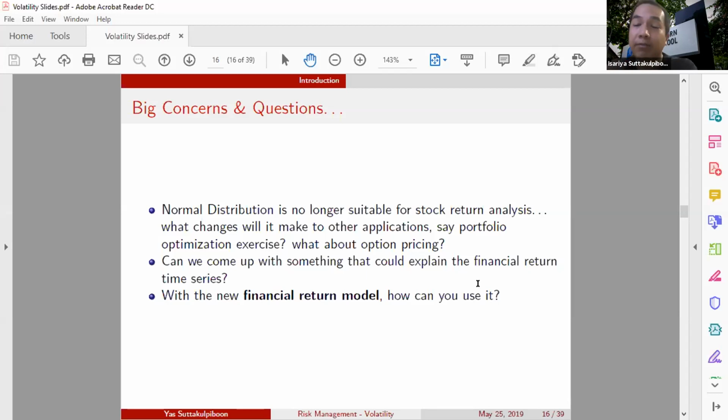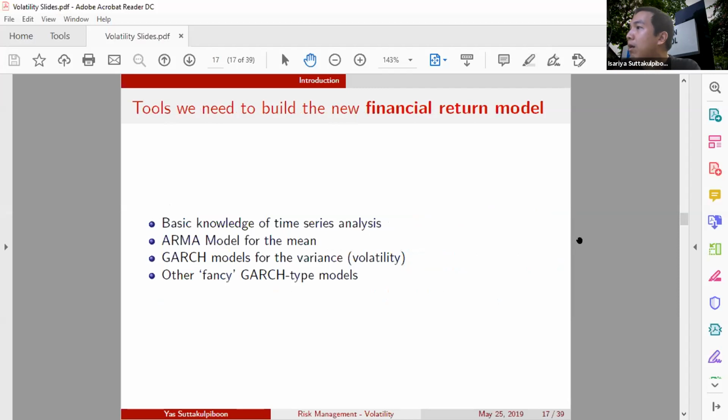How can you use it too? Or how can you make an application out of it? Okay, so here's the tool we're gonna need after we come back after the break.